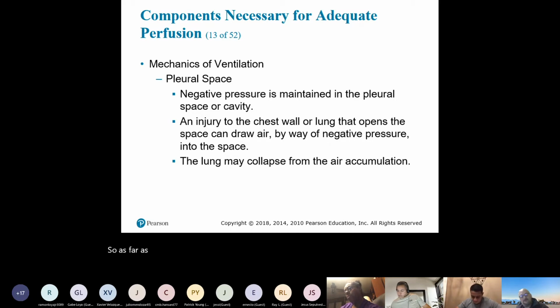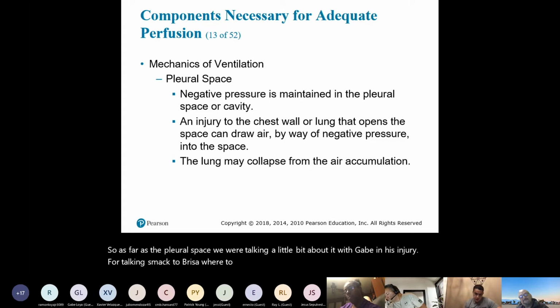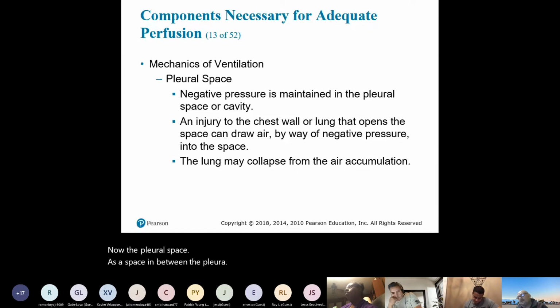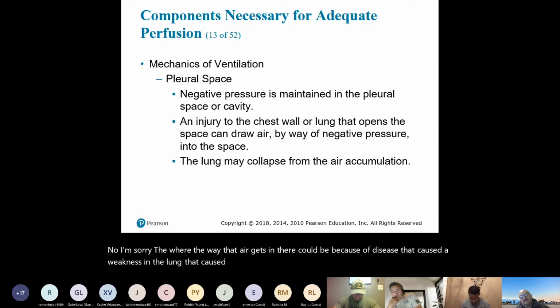So as far as the pleural space, we were talking a little bit about it with Gabe and his injury. Now, the pleural space is the space in between the pleura. If we start getting air into that space inside the chest, that increased pressure can actually cause the lung to collapse. The way that air gets in there could be because of disease that caused a weakness in the lung that caused the lung to burst and let air out. Now it's getting trapped.